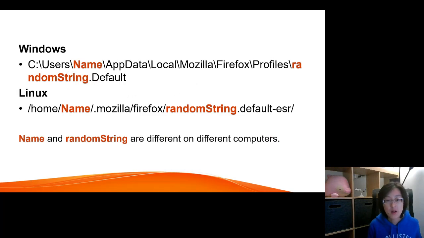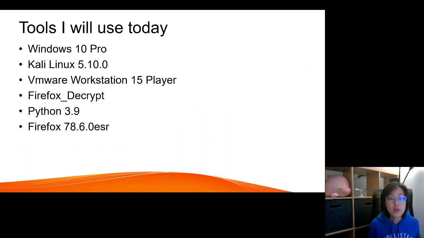These two files are stored under the Firefox profile folder. And on Linux and Windows, they are stored in the path that you see on the screen right now. The tools I will be using today is Windows 10 Pro, and I have a Kali Linux running on it through a virtual machine. The tool we'll be using to do the decryption is Firefox Decrypt. It has a dependency on Python 3.9.